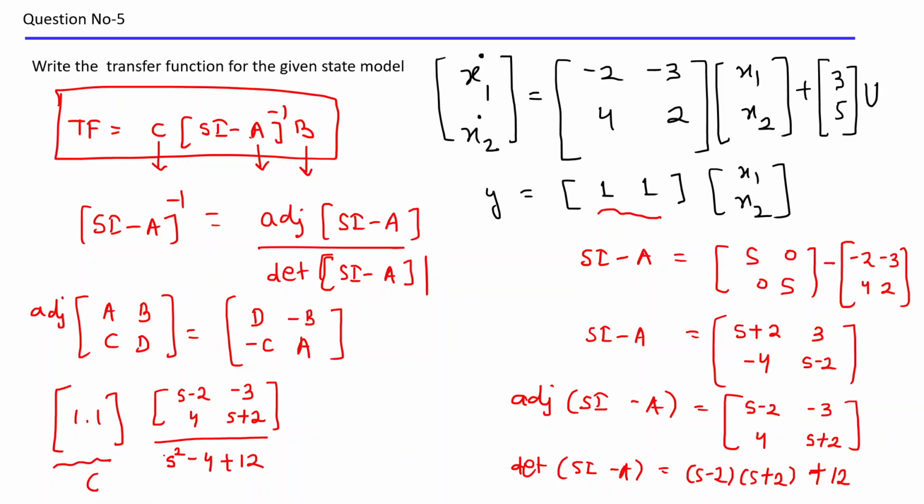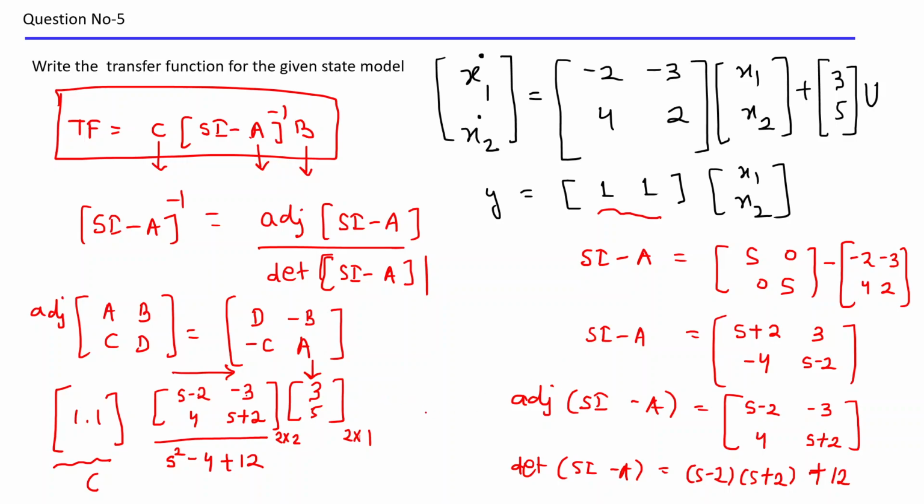C we have already written. This will be the sI minus A inverse term, and you have to multiply it with B. What is the B value? The B value is 3, 5. Now first solve the numerator part. This is a 2 cross 2 matrix and this is a 2 cross 1 matrix. If you multiply, you will get a 2 cross 1 matrix. So first do the matrix multiplication: s minus 2 has to be multiplied with 3, and minus 3 should be multiplied with 5.